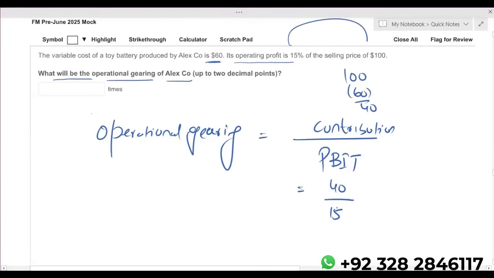40 divided by 15, I'm getting 2.666667, so make it 2.67. The answer is 2.67 times.